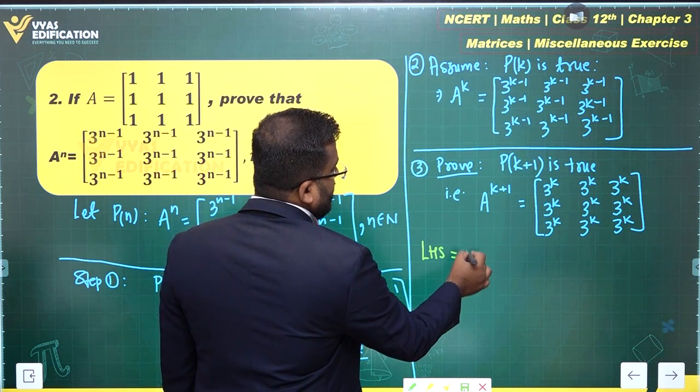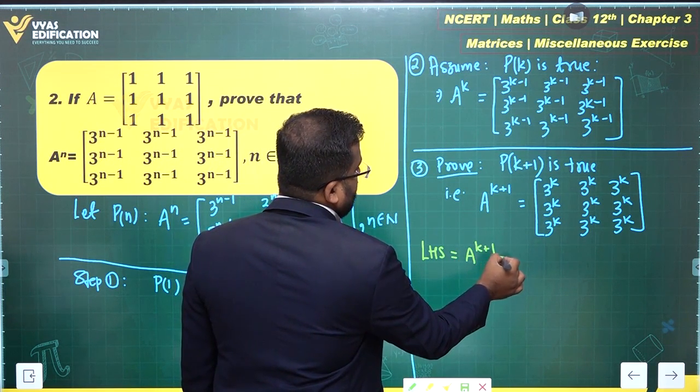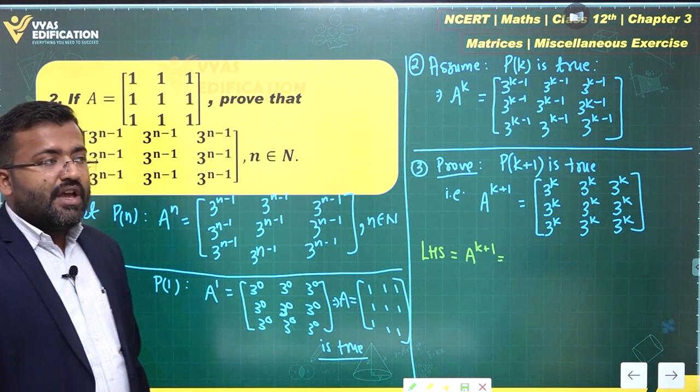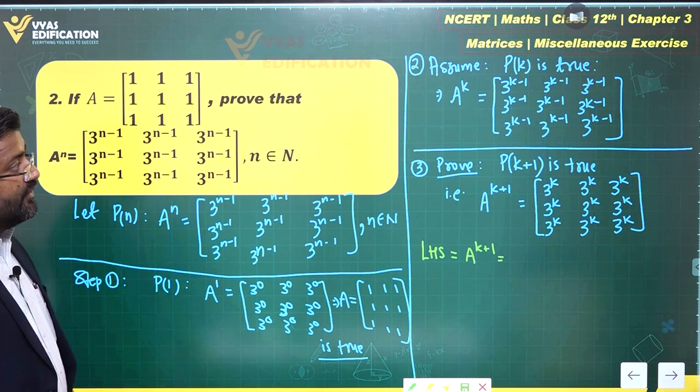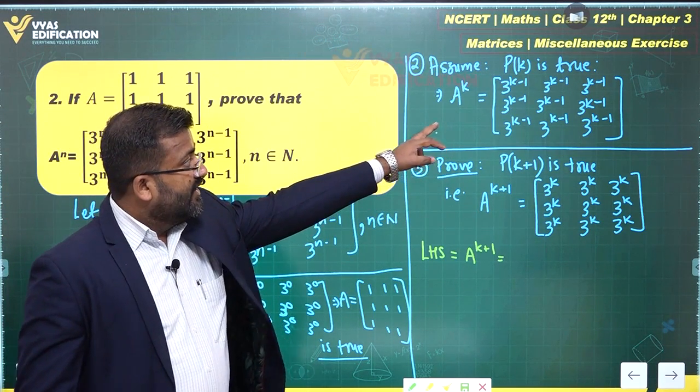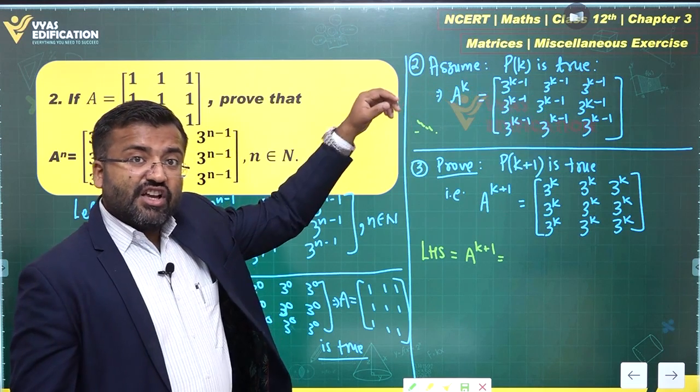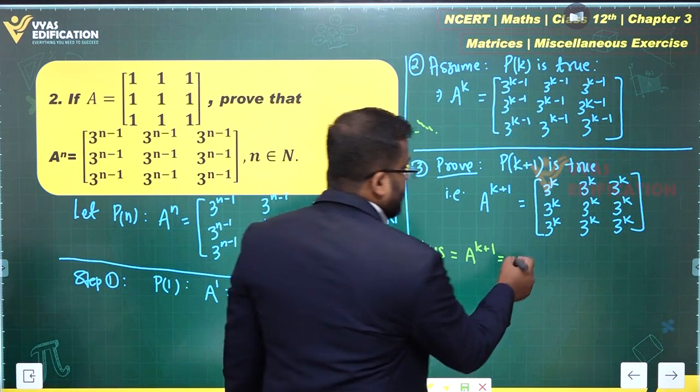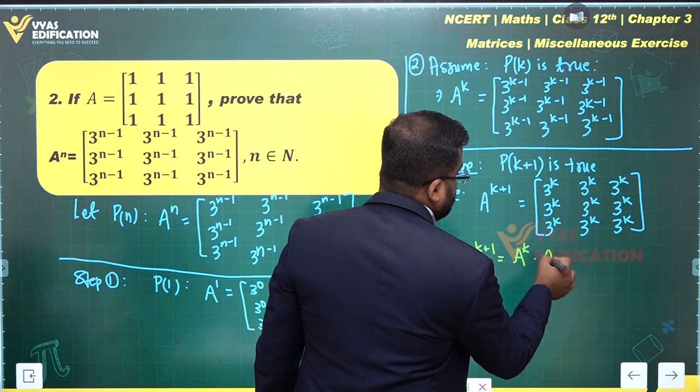LHS is equal to A power k plus 1. Now what is A power k plus 1 equal to? A power k plus 1 can be written, we have to use this expression over here, right? We have to use this statement since this is assumed to be true. So A power k plus 1 is equal to A power k times A.